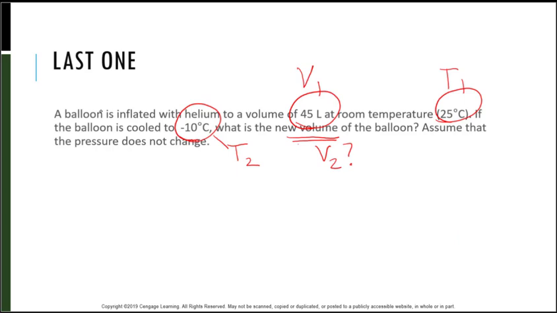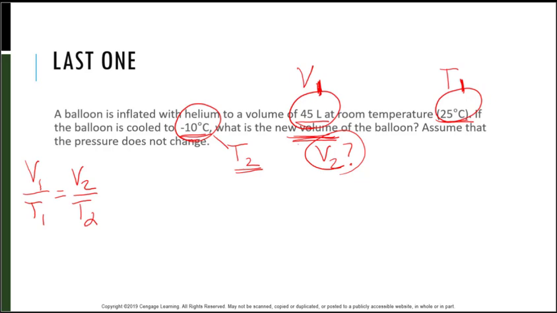As I was reading this, it said the balloon is inflated with helium to a volume of 45 liters. So that's the volume I'm starting with, so I call it V1, at a room temperature of 25 degrees Celsius, the temperature that goes with that volume. If the balloon is cooled to -10, which is a new temperature, T2, what is the new volume? So we need to find V2.